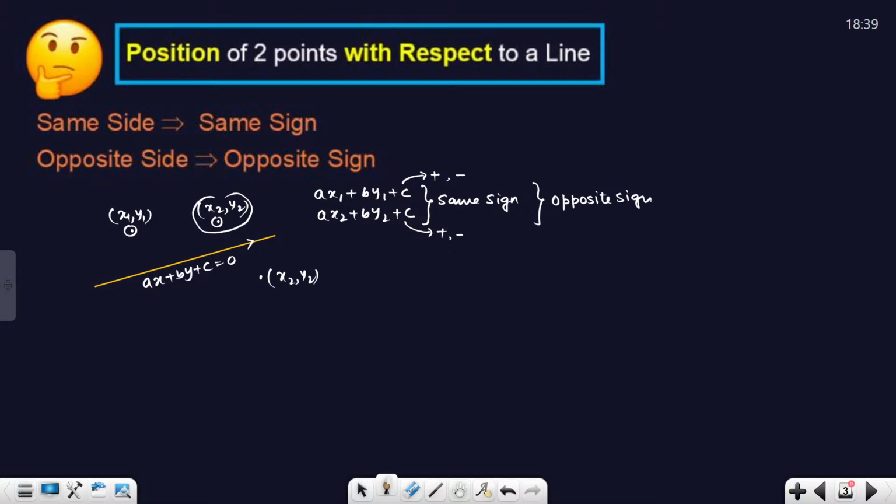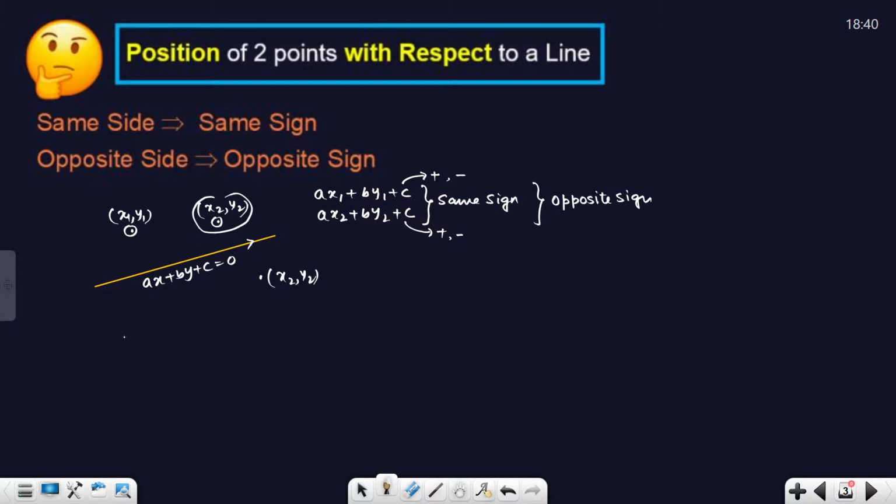So it's pretty simple to remember this. What I have done, I have simply put the 2 points given to us in the expression of the given line. And if we find that they are having the same sign, then we will say that the points are lying on the same side of the line. And if it is of opposite sign, we will say that the 2 points are lying in the opposite side of the line.